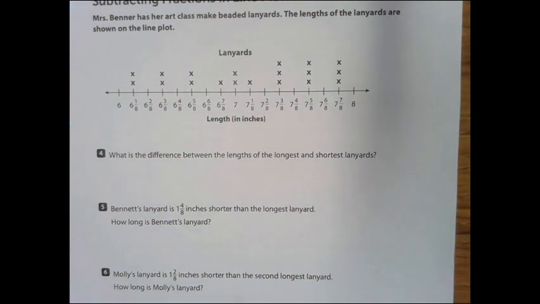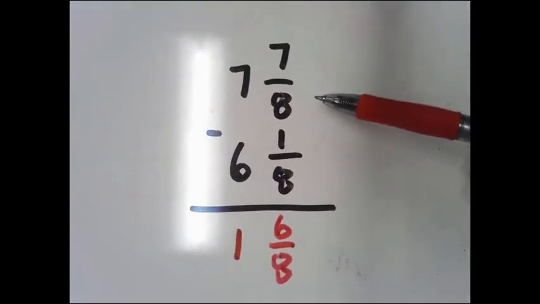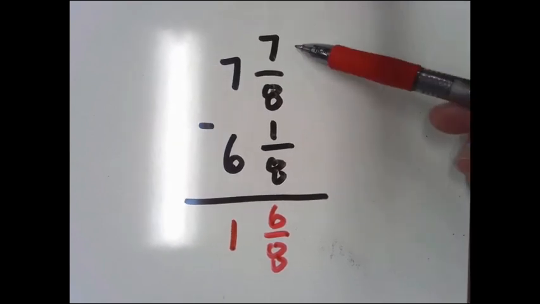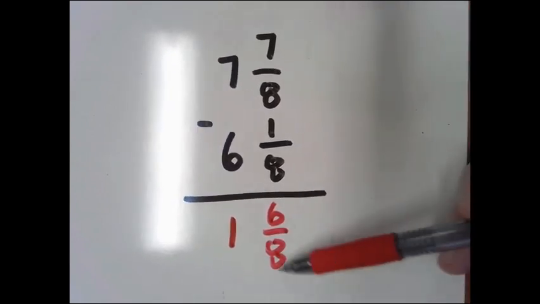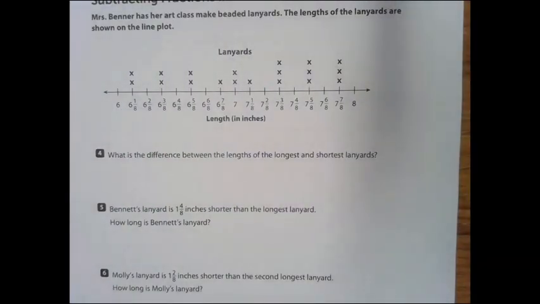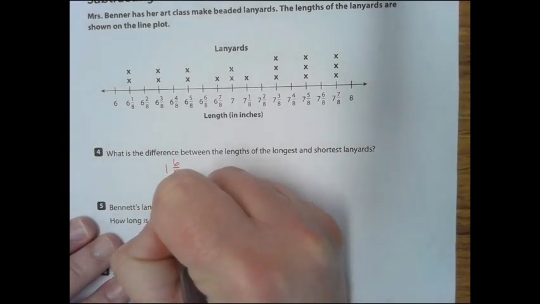So when I go 7 7/8, take away 6 1/8. Well, you start with your fractions. 7/8, take away 1/8. You're left with 6/8, and then 7 take away 6 is 1. So the answer there is 1 6/8 inches.